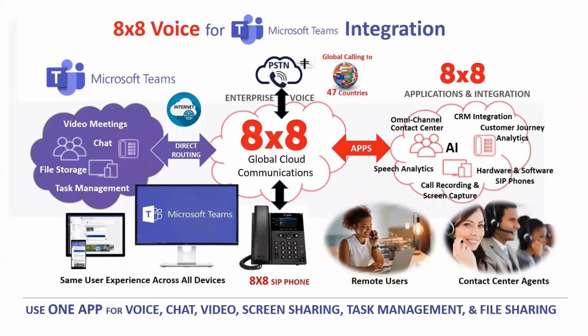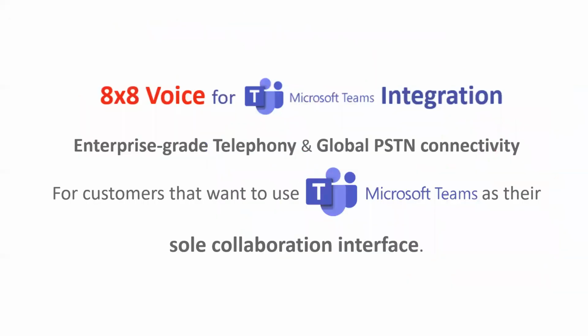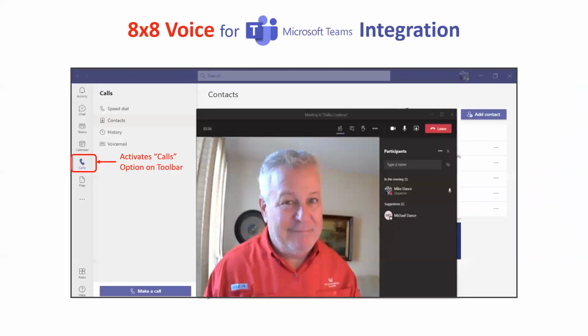So when you start looking at your solution, this is what it looks like on more of a global basis, where you see your Teams, you see 8x8, you see it all bringing one app to the desktop. So at the end of the day, it's 8x8 voice for Microsoft Teams integrations, enterprise-grade telephony, and global PSTN connectivity for customers that want to use Microsoft Teams as their sole collaboration interface. So as I said, technically all that really happens to the end user is we activate this calls option on the toolbar.